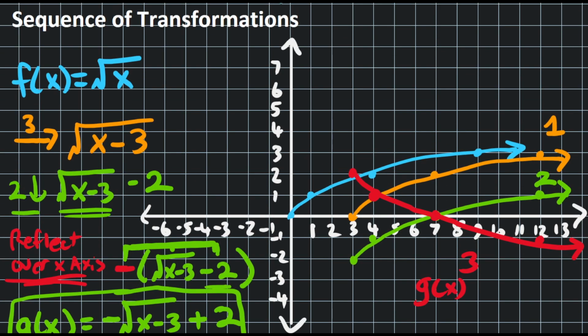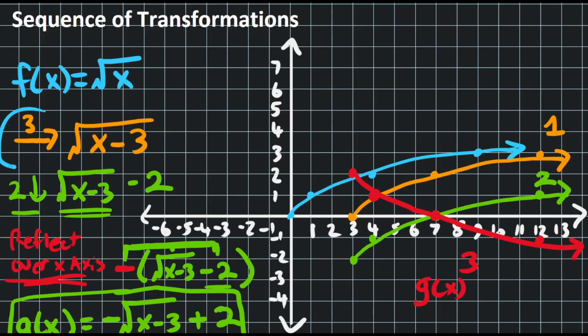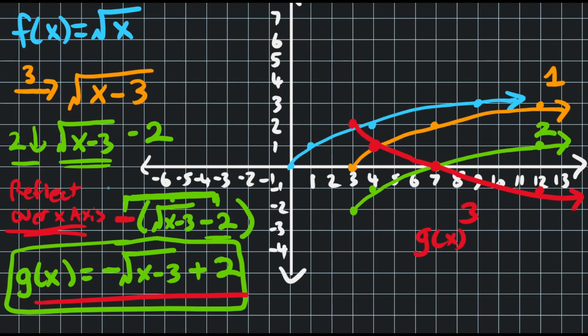So we started with the blue function right here. And after a sequence of 3 transformations, we shifted to the right by 3, we went down by 2, and we reflected it over the x-axis. After doing all that, we came up with the red function right here. And that's how we do a sequence of transformations on a function. We just do them one after another. We take the result from the prior step, and then we do a transformation on that.